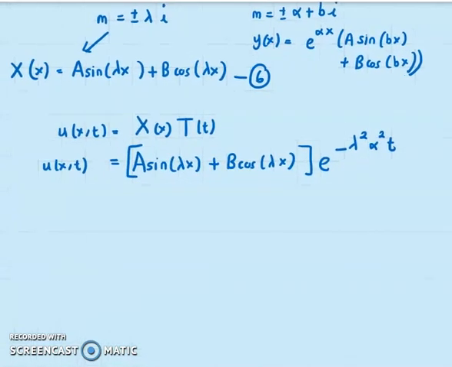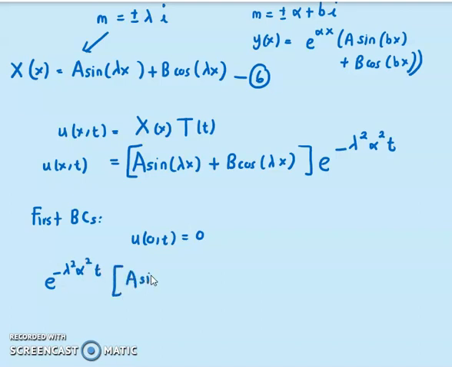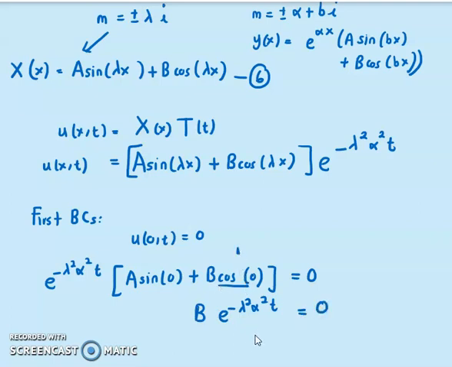Now, given the initial conditions, what's the initial condition given? Okay, first we have the boundary condition. We are given u(0,t) equals 0. So when my x is 0, I have e to the negative lambda squared alpha squared t times a sine 0 plus b cos 0 equals 0. So this gives me e to the negative lambda squared alpha squared t times b, because cos 0 is 1, equals 0. So therefore my b equals 0.